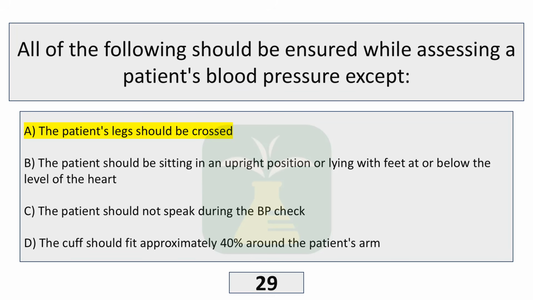Correct answer, A. The patient's legs should be crossed. The patient should never have their legs crossed during a BP reading. This can cause the reading to be wrong. While taking the BP, the legs should always be at or below the level of the heart. The BP cuff should not be too tight or too loose, as these can cause the BP readings to be wrong. It is important that the patient is quiet and not moving during the BP check.